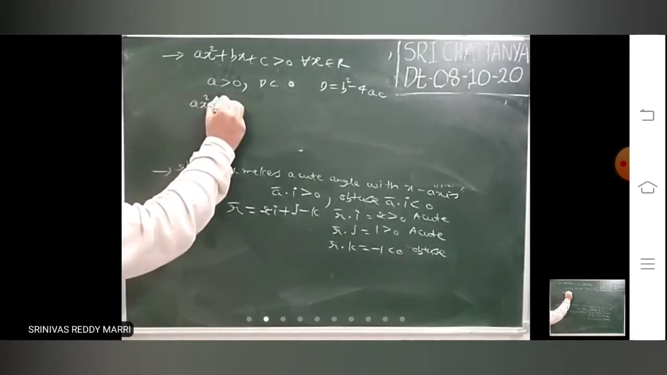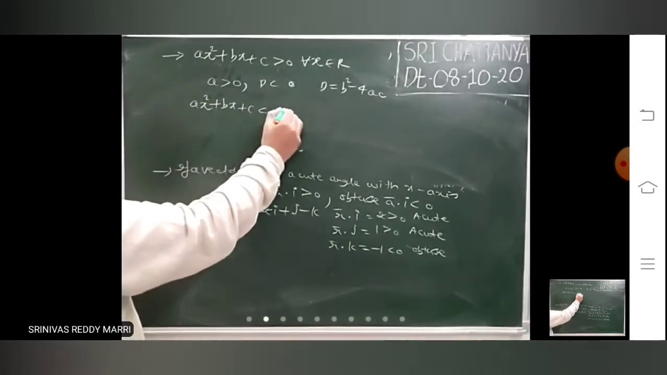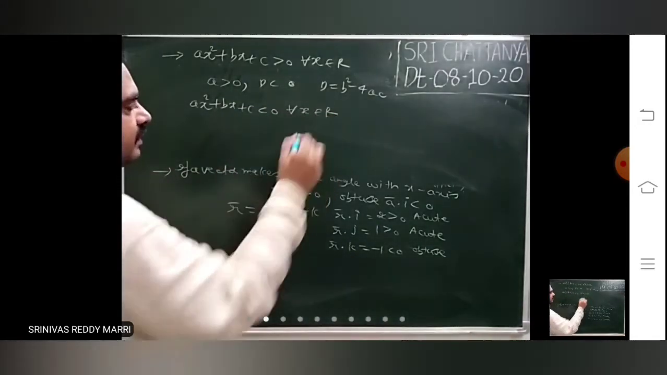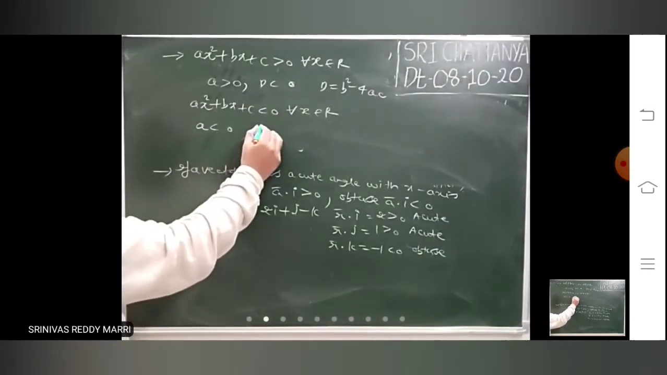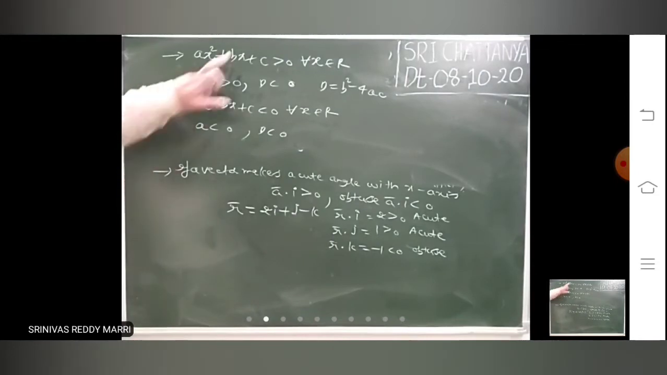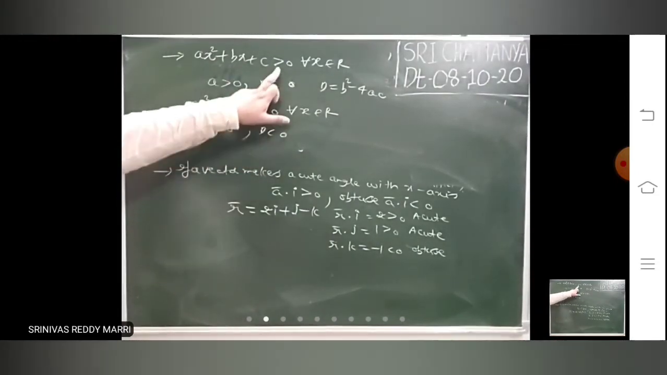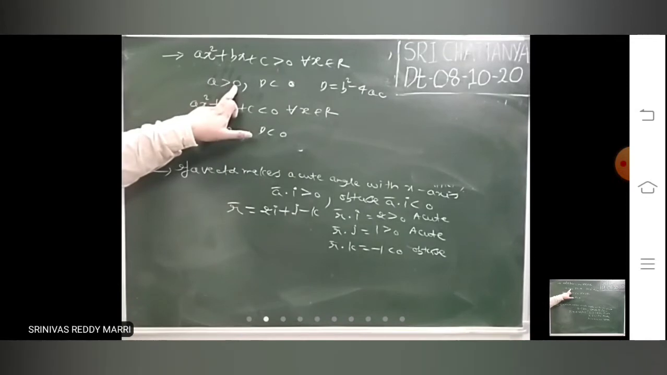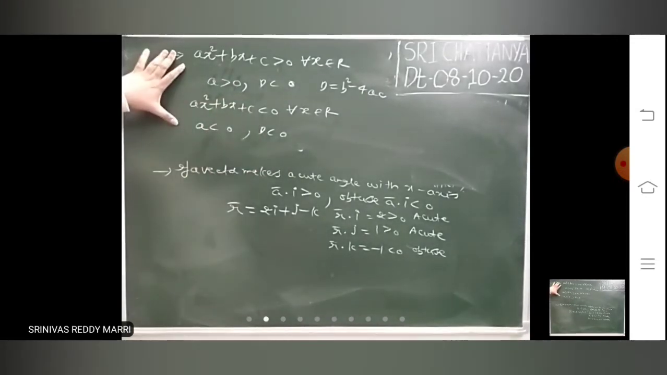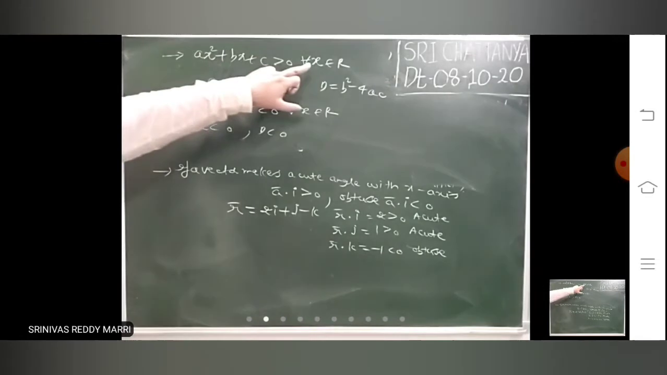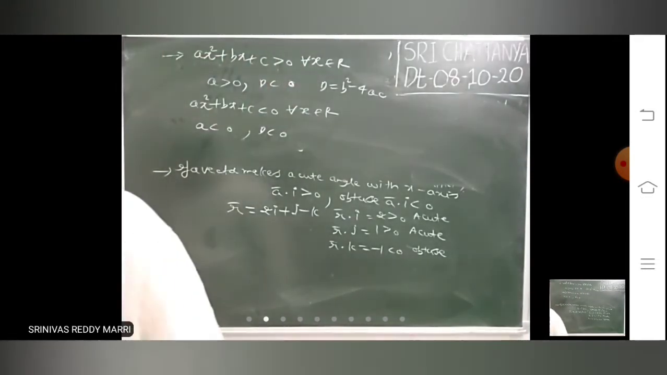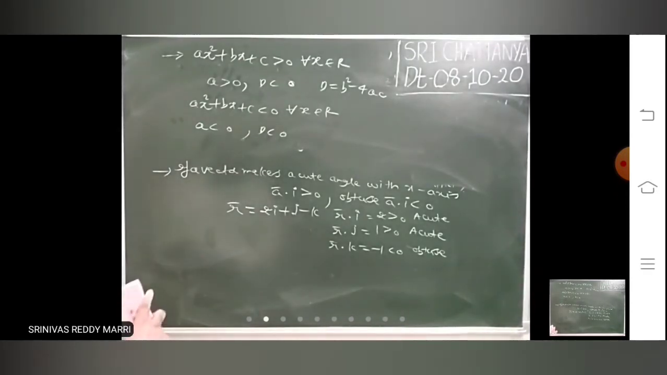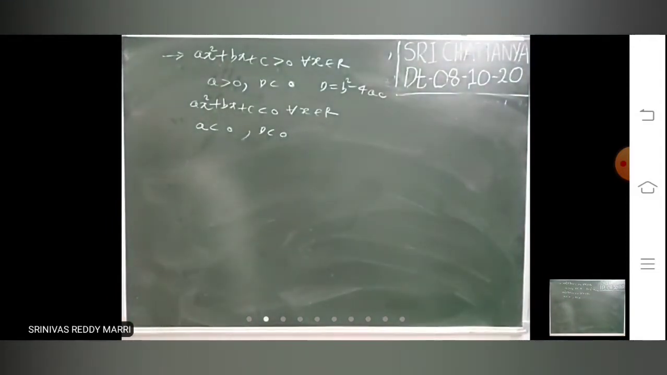Similarly, for ax square plus bx plus c less than 0 for all x belongs to R, you write A less than 0, D will always be less than 0. In both cases, discriminant less than 0. If it is greater than 0, A greater than 0. If it is less than 0, A less than 0. Whenever you get these inequalities, for all x belongs to R, you write this formula. This theorem we will see again in the quadratic chapter. So look at one problem.